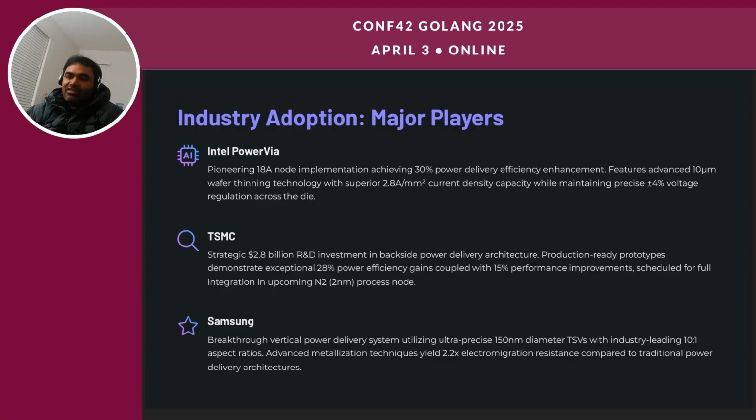TSMC has invested 2.8 billion in this backside power delivery. They are working on this, and they are predicting 28% power efficiency with a 15% performance improvement in the 2nm process nodes. Samsung also adopted vertical power delivery with TSVs of 150 nanometer diameters with the same 10:1 aspect ratios. Advanced metallization techniques yield 2.2x electromigration resistance compared to traditional power delivery architectures with this Samsung technology.